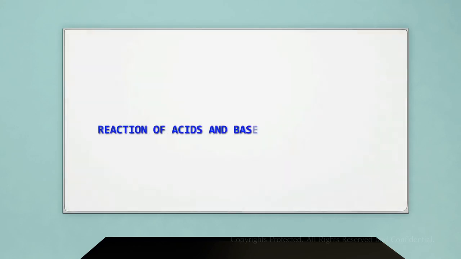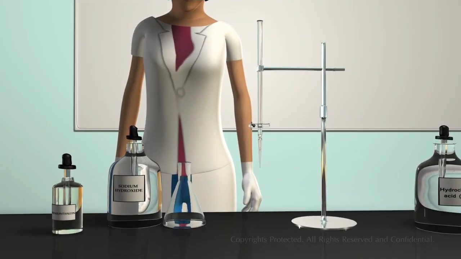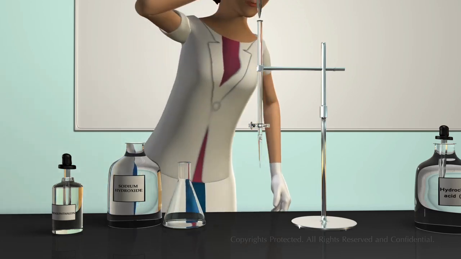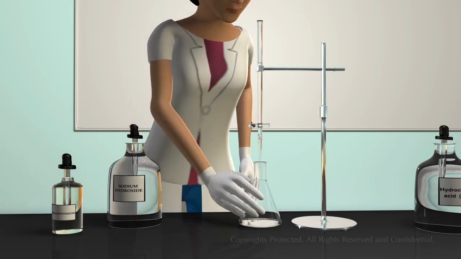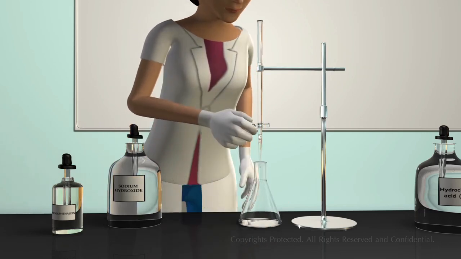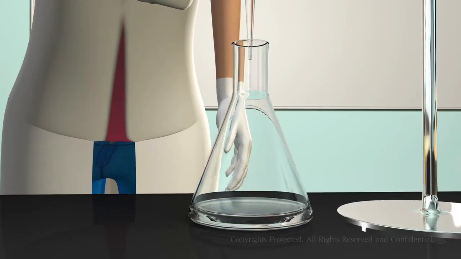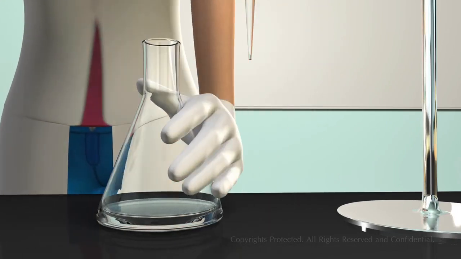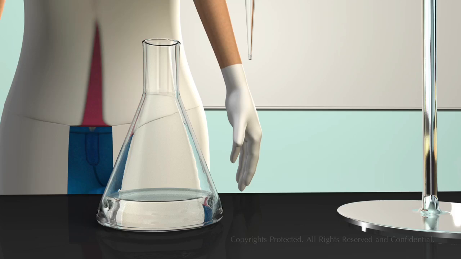Reaction of acids and bases with each other. Let us fill one burette with sodium hydroxide. Place a conical flask underneath the burette. Open the nozzle of the burette and pour 50 milliliters of sodium hydroxide into the conical flask. Add some drops of phenolphthalein indicator and see the change in the color.